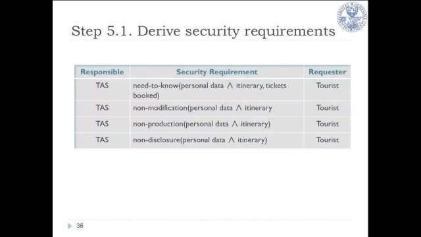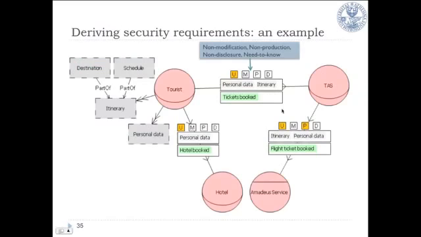So TAS is the one responsible for complying with these security requirements. TAS has to comply with need to know of personal data and itinerary information, to be used only for tickets booked as requested by the tourist. It has to comply with non-modification, non-production, and non-disclosure of both this information. Similarly, we would generate all the requirements for all the different authorizations that are being granted.